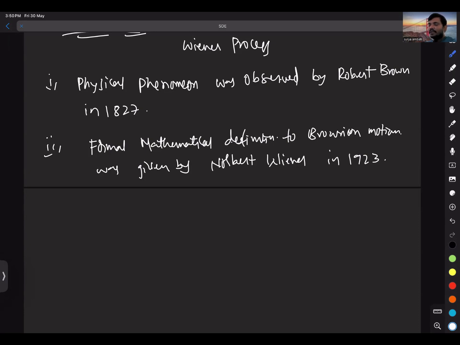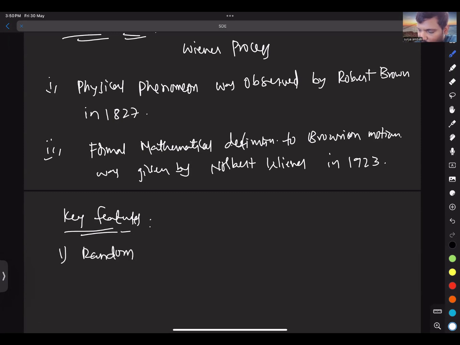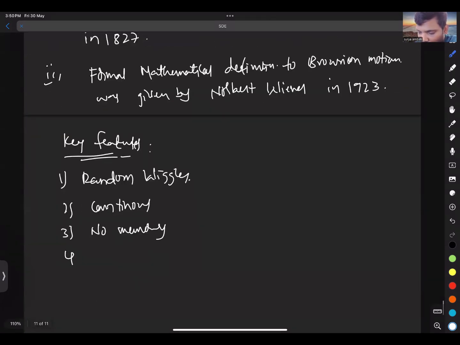And the key features of Brownian motion are random wiggles, continuous, no memory, and spread over time. I'll explain one by one. Let me write it down on my screen. Key features are: random wiggles, continuous, no memory, spread over time.